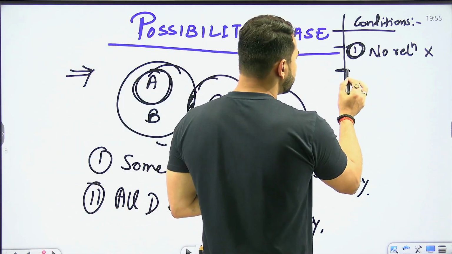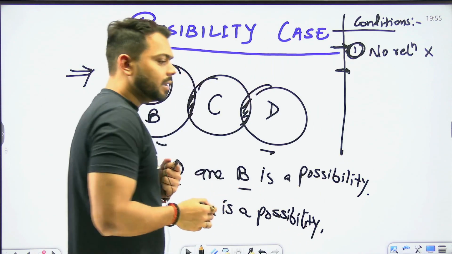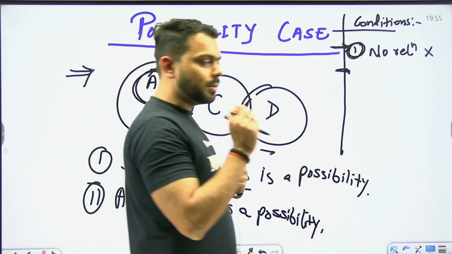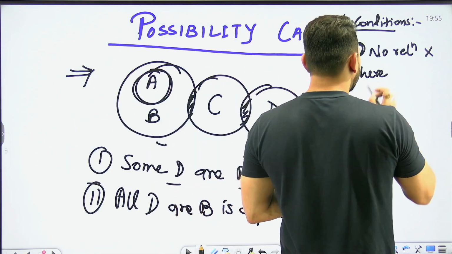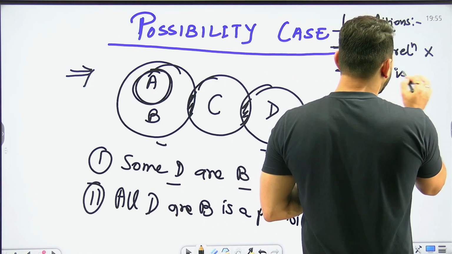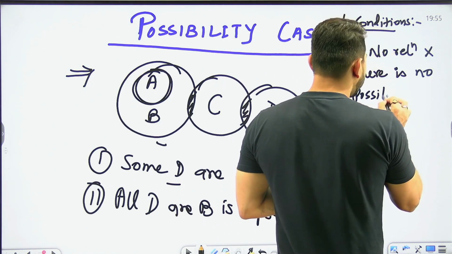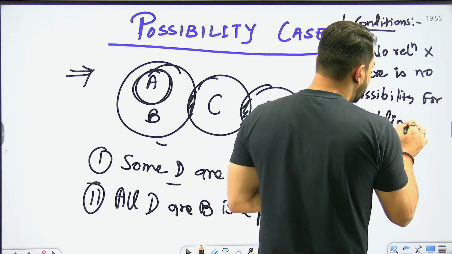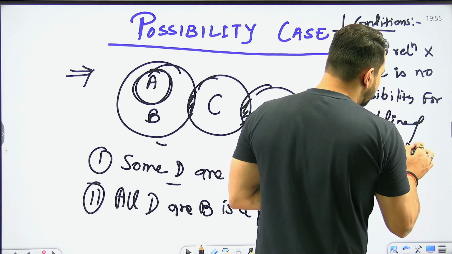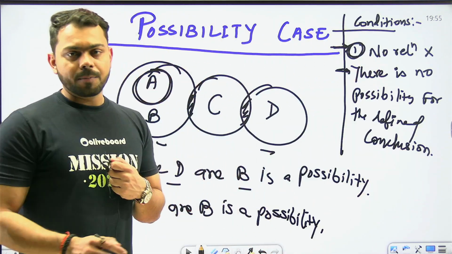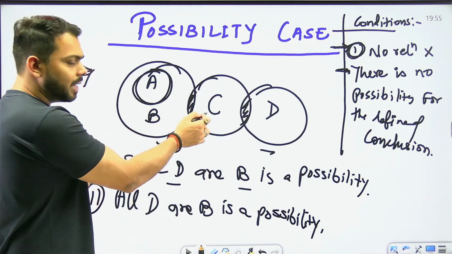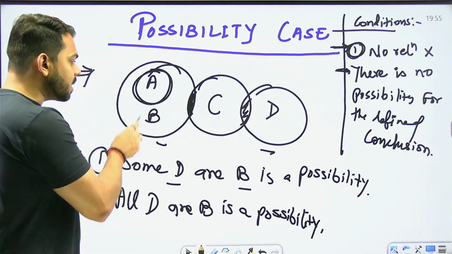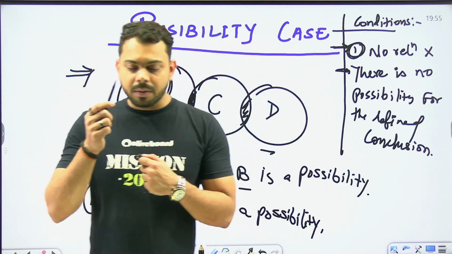Second, there is no possibility for the given conclusion. Please get this. There is no possibility for the defined conclusion. For example, if some B are C has been defined, and the conclusion given is that some B are C is a possibility, then it will be a wrong conclusion.